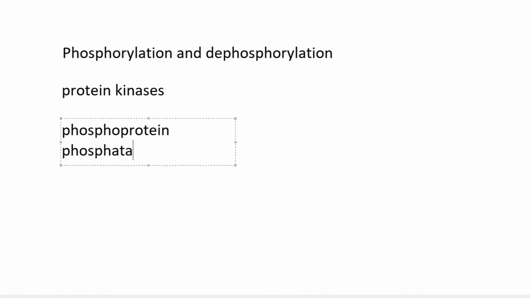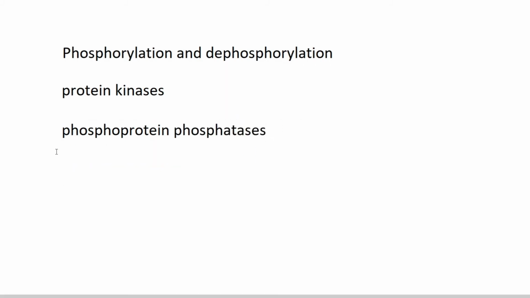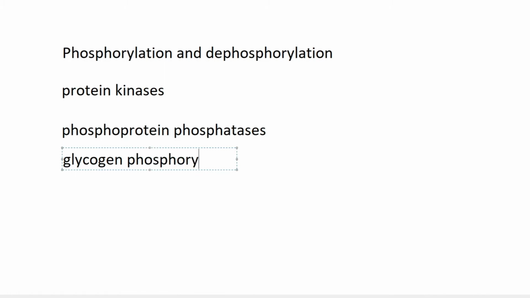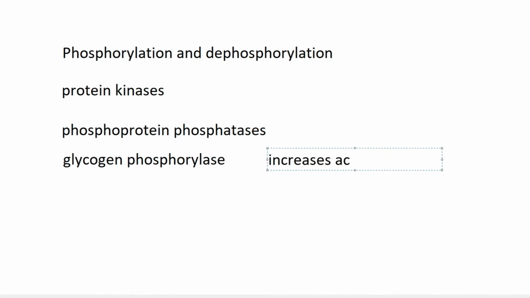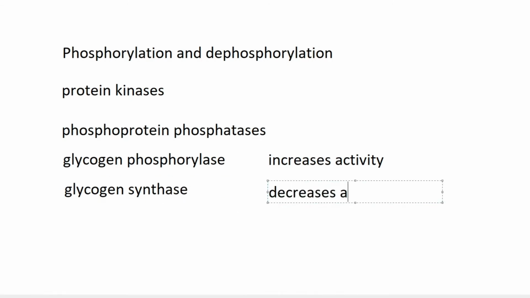Now, depending on the specific enzyme, the phosphorylated form may be more or less active than the unphosphorylated enzyme. For example, phosphorylation of glycogen phosphorylase, which is an enzyme that degrades glycogen, increases the activity of the enzyme. But the addition of phosphate to glycogen synthase, an enzyme that synthesizes glycogen, decreases the activity of the enzyme. So phosphorylation can either increase or decrease activities.